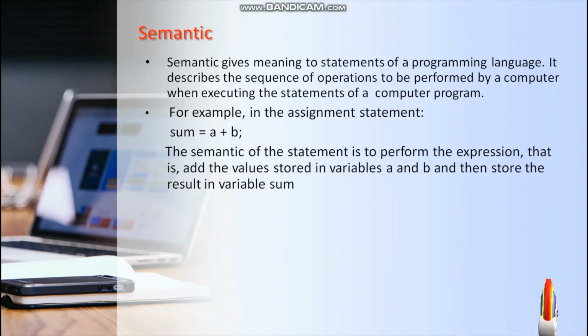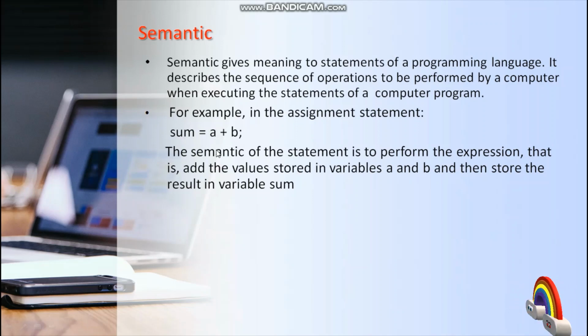Here, how can we explain it? First we have to get the value of a, then we have to get the value of b, we have to add them, sum them, and then we store that value in sum. Okay, so this is defining. In this way we can define how this equation will be performed. So this is known as semantics.